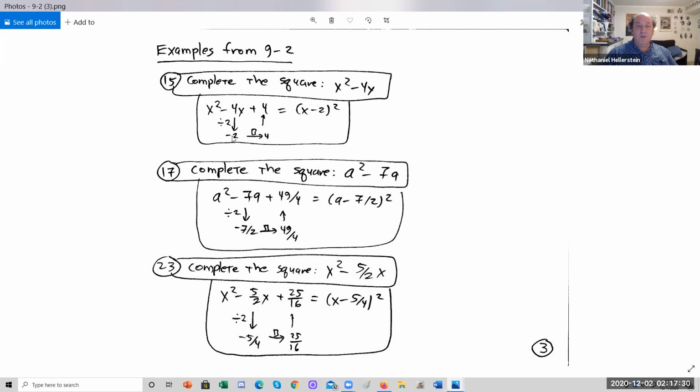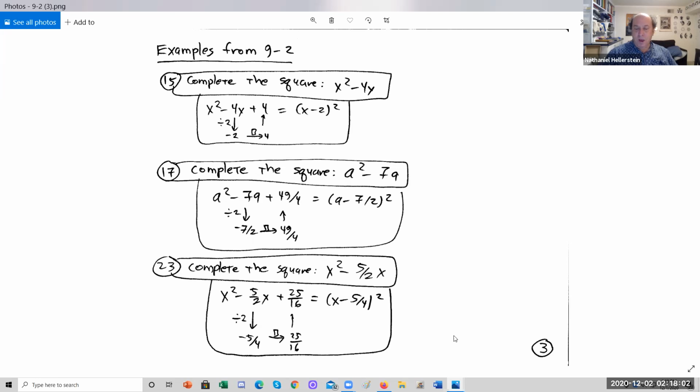We divide the negative 4 by 2 and get negative 2. Square that to get 4. We put that there. And this is equal to the square of x minus 2, like that. Now let's complete the square for a squared minus 7a. Take half of negative 7, you get negative 7 halves. Square that, that's 49 fourths. Add here. And so a squared minus 7a plus 49 fourths equals the square of a minus 7 halves, like this.